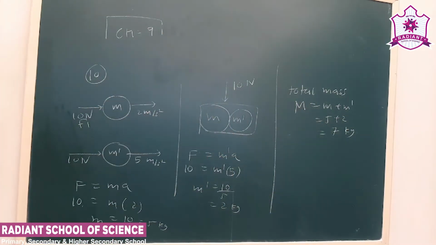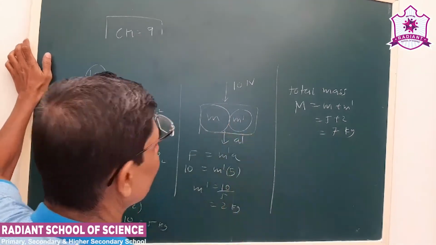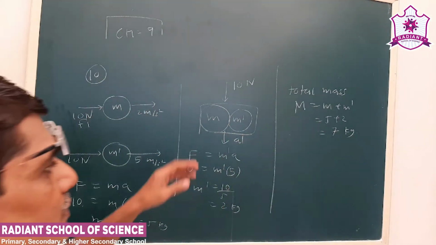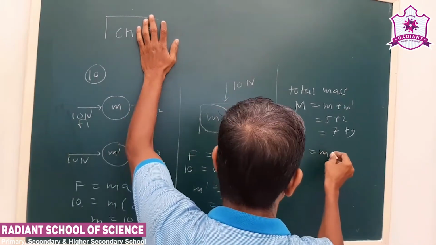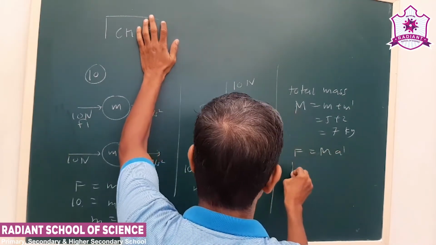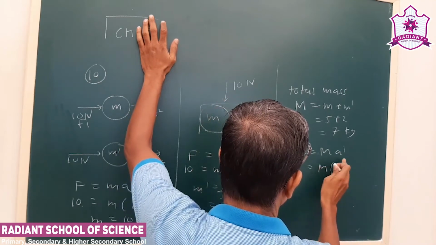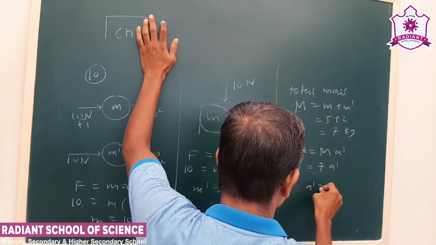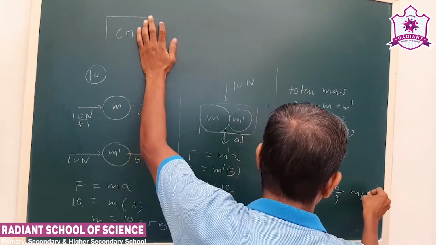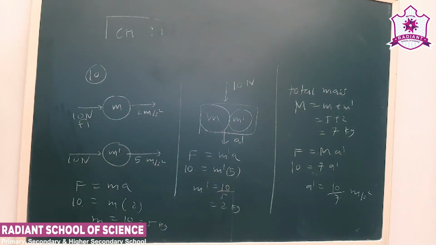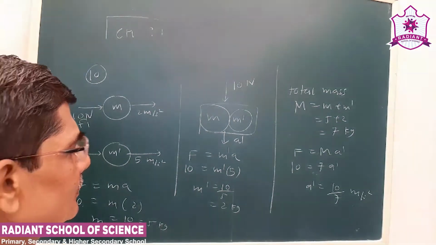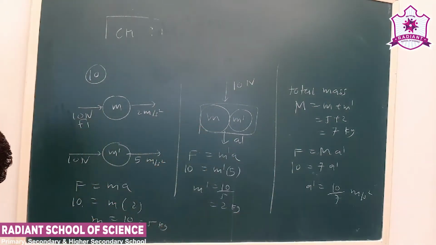Now see, the combined system acceleration is, let us say, a dash. So we can say F is equal to capital M a dash. Force is 10 Newton. M is 7. So this is how we can calculate the acceleration on a combined mass when both masses are tied together and a force of the same magnitude is applied. So this is one MCQ.